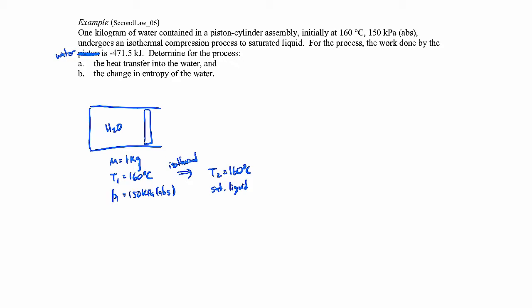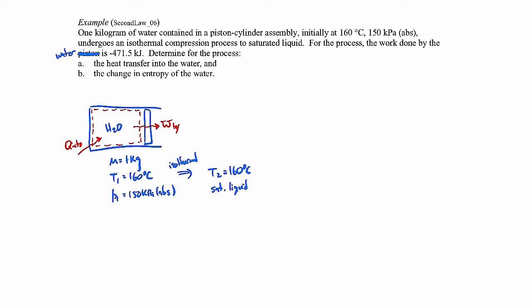So in this particular case, the water is our system of interest. So we'll just draw that like that. And then this is the work being done by the water. And there may be some heat transfer. That's in fact what we're going to try to find in part A. So we'll put a Q into there. So for this particular case, we're trying to find the heat transfer into the water. And then for part B, we want to find the change in entropy of the water.